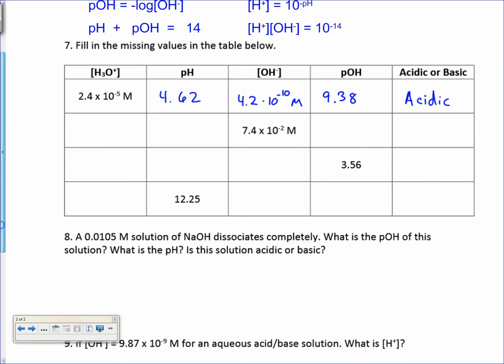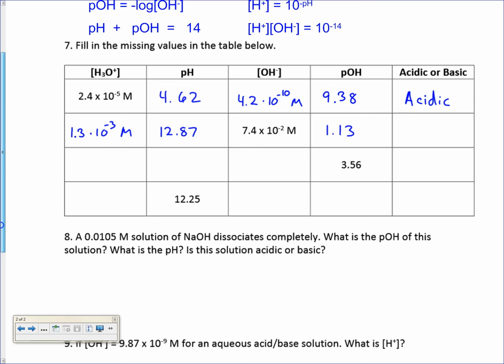For the second row here, I've given you the concentration of OH. If you take the negative log of that concentration, you can get the pOH, that is 1.13, which means if we take 14 minus that, we'll get the pH, that's 12.87. And then 10 to the negative 12.87 gives you the H3O concentration, that is 1.3 times 10 to the negative 13th molar.